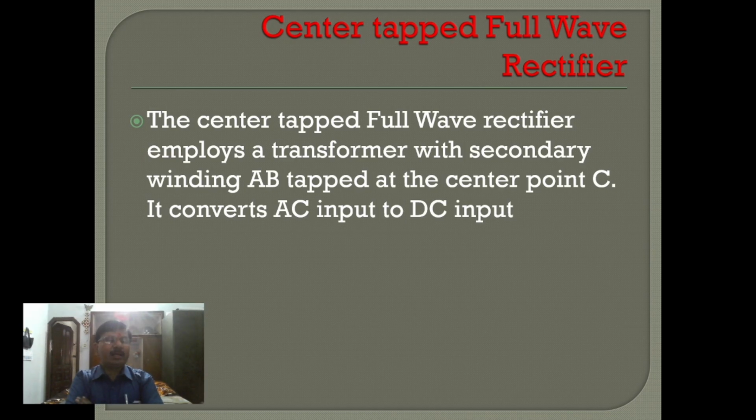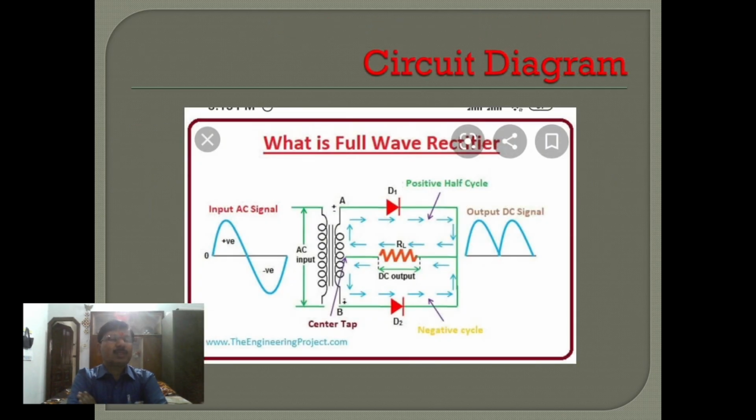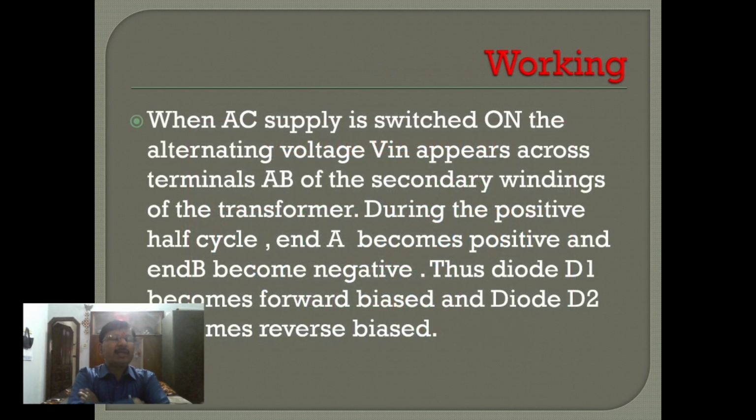Center tapped full wave rectifier. The center tapped full wave rectifier employs a transformer with secondary winding AB tapped at the center point C. It converts AC input to DC output. This is the circuit diagram of the full wave rectifier. When AC is switched on, the alternating voltage Vin appears across terminals AB of the secondary windings of the transformer. During the positive half cycle, end A becomes positive and end B becomes negative. Thus, diode D1 becomes forward biased and D2 becomes reverse biased.